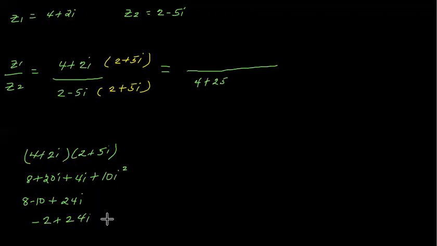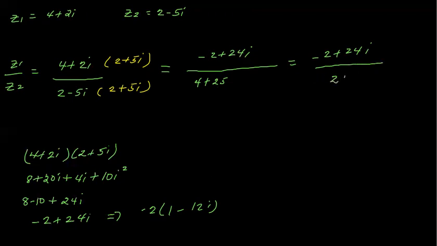And again, you could factor the 2 from there. Okay? You could factor the 2 or a minus 2 from there. If you factor minus 2 from there, you will get 1 minus 12i. So you can leave it like this, minus 2 plus 24i, or you could factor the minus 2 from there. It won't help much because you can't go any further. If the denominator were even, then I would be able to cancel out the minus 2 or so. But that's it.